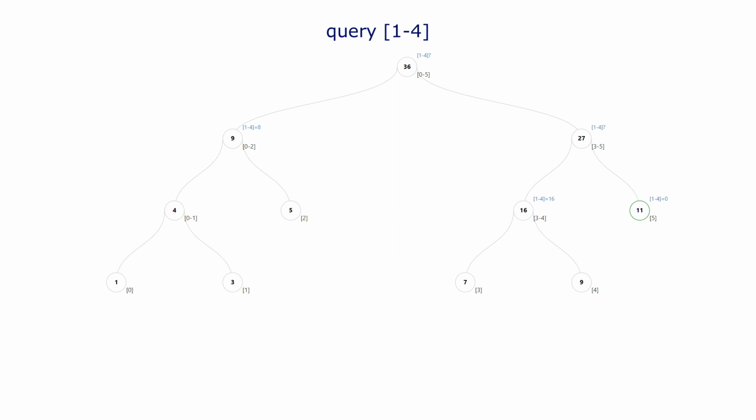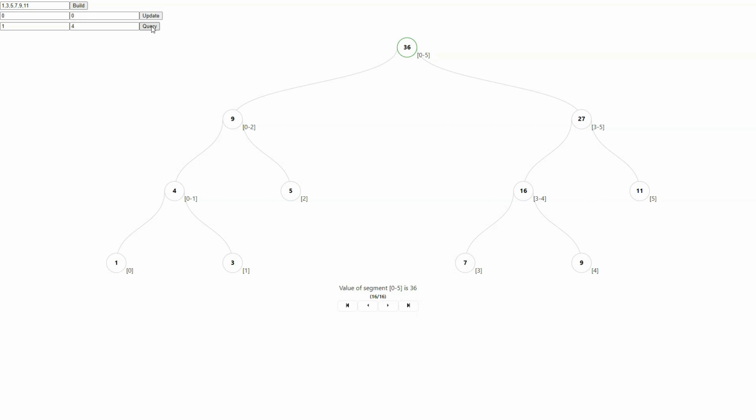For a query, we start at the root node and recursively traverse down the tree based on the query range. At each node, we check if the node's range overlaps with the query range. If there is no overlap, we return 0. If there is a complete overlap, we return the value stored at that node. If there is a partial overlap, we recursively visit the left and right child nodes to get the results and combine them. For example, we want to query the sum of the range 1 to 4.